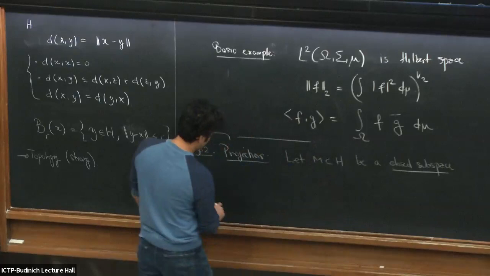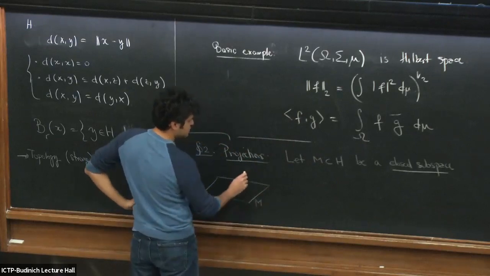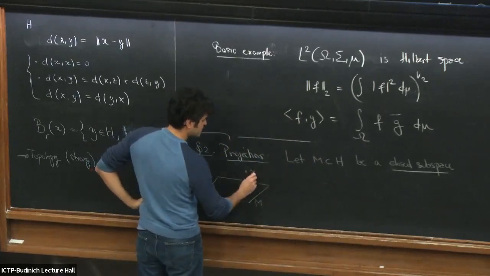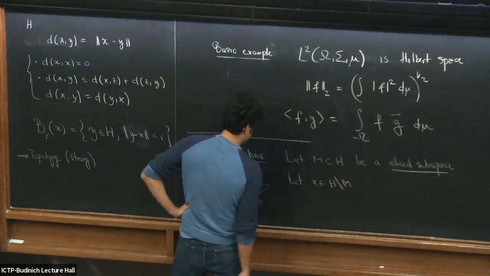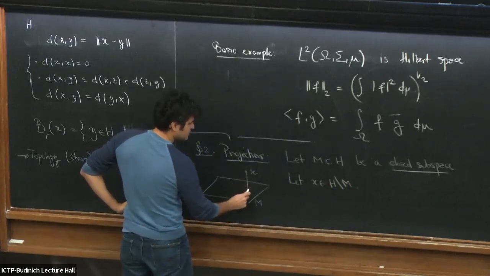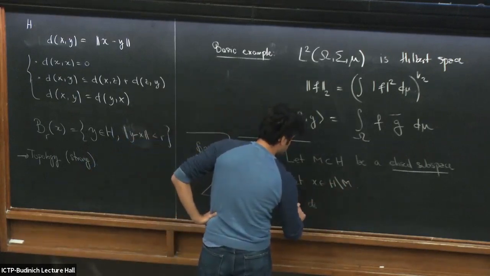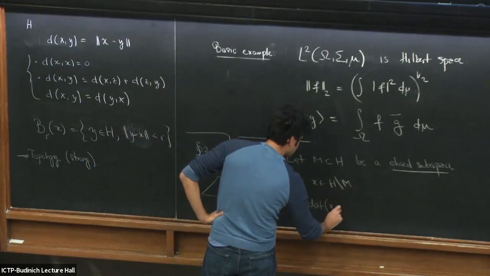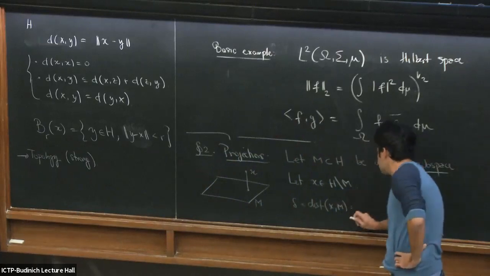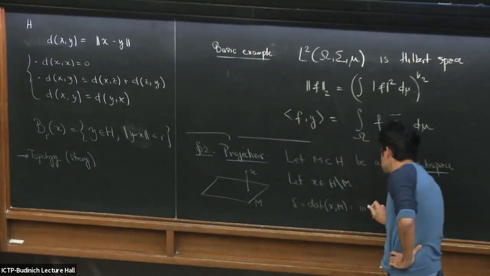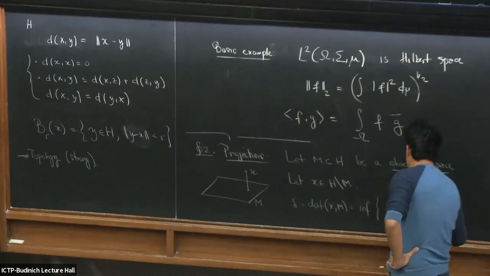But now, take an M, a subspace, closed subspace, and then you take a point X outside of it. Okay, so let X be a point that belongs to H, not in M. I want to define and to study the distance from X to M. Okay, so I'll let delta be the distance from X to M. Well, the distance from X to M is just the infimum of the norm of X minus Y with Y belonging to M.